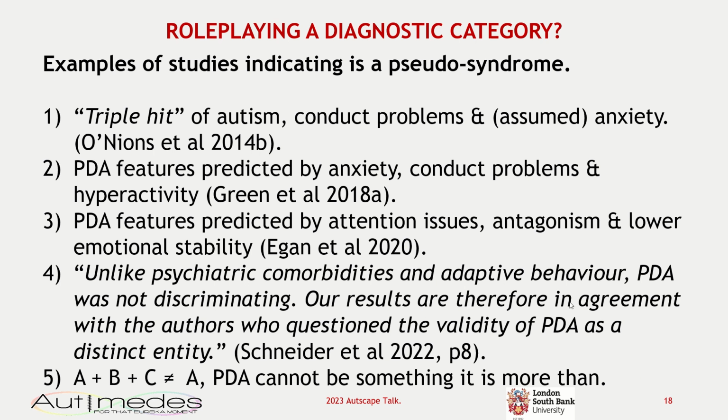So they noted that these results are in agreement with authors who question the validity of PDA's entity, and they specifically reference Green et al. 2018A. I'd point out that if research is indicating that PDA is representing multiple different difficulties and multiple different categories, basic logic tells you that PDA cannot be something that it is more than. So this is like basic logic. Like A plus B plus C does not equal A. So if PDA represents something that's more than autism or more than ADHD, it can't really be a form of either.